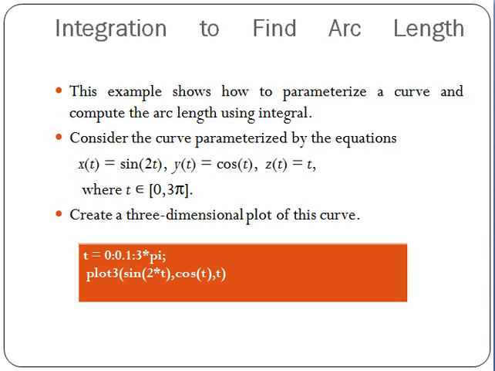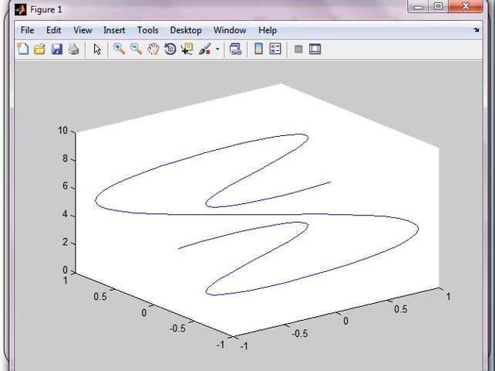Now for creating the plot of x of t, y of t and z of t together, you have to give the command plot3 in brackets, give the values sine of 2t, cos of t and t, that is x of t, y of t and z of t. After giving this command you will get a plot on the MATLAB. Now here is that figure that you will get after the command plot. It is the plot of x of t, y of t and z of t.